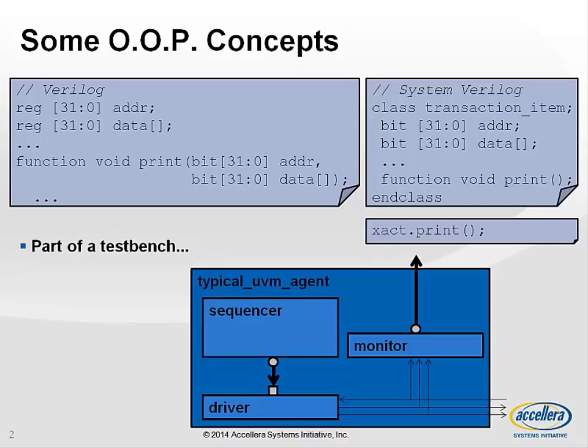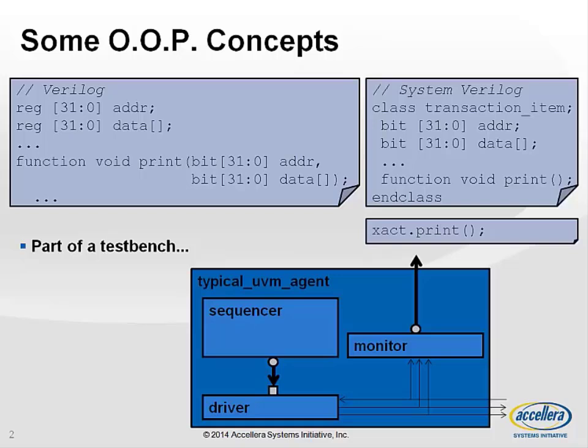In object-oriented programming, we make a small change. The address and the data for a transaction always belong together. So what we do is put them inside a user-defined data type, a class. We group them together inside there. Everything that's related to the transaction can get put inside one of these data types.